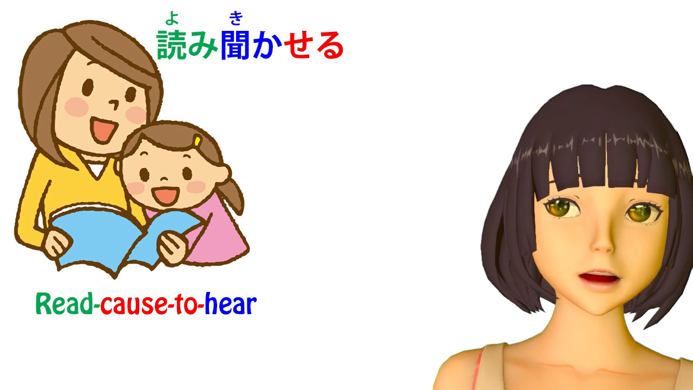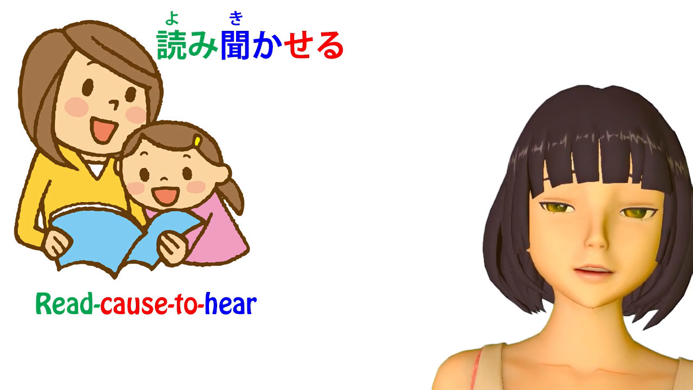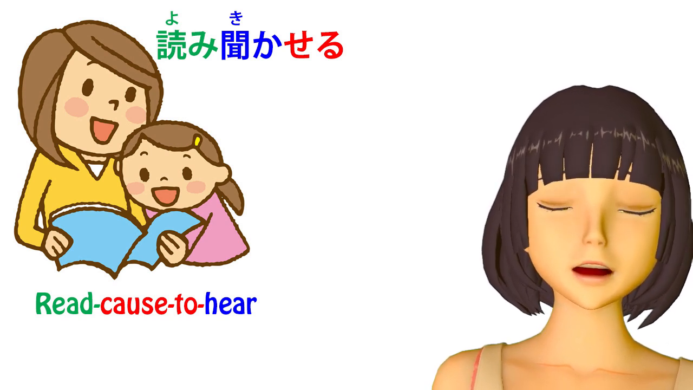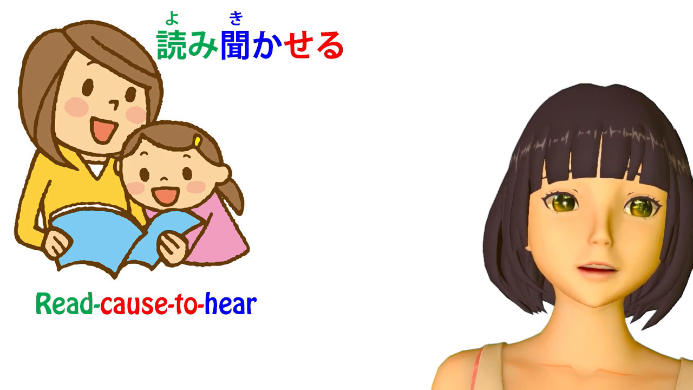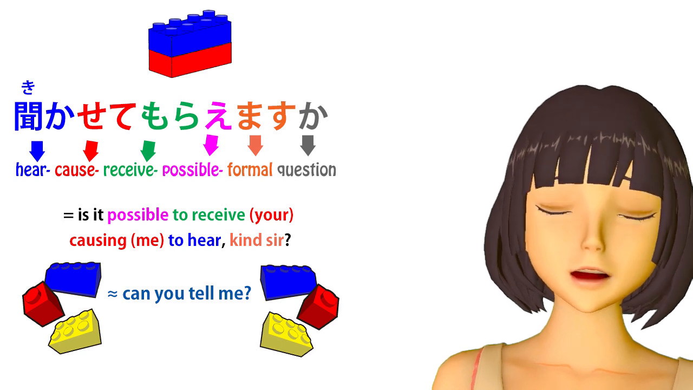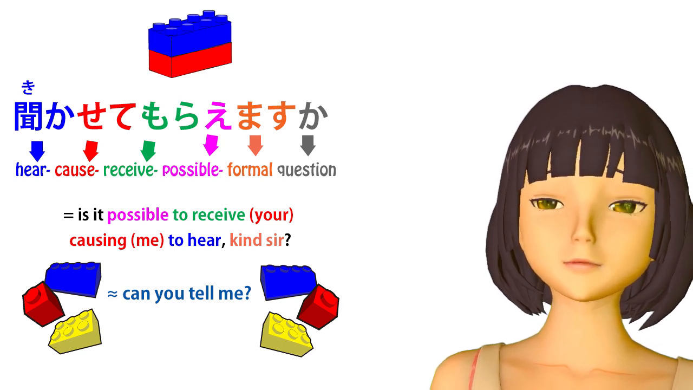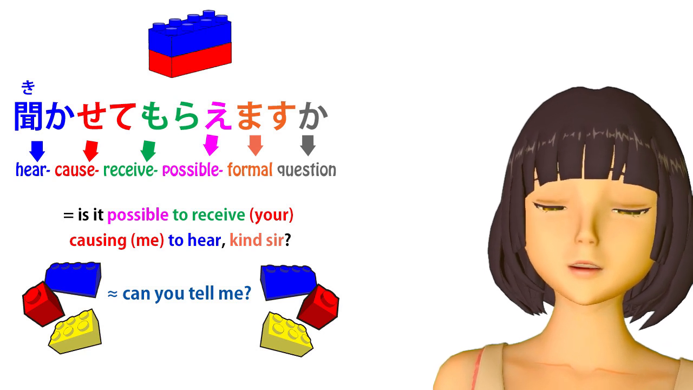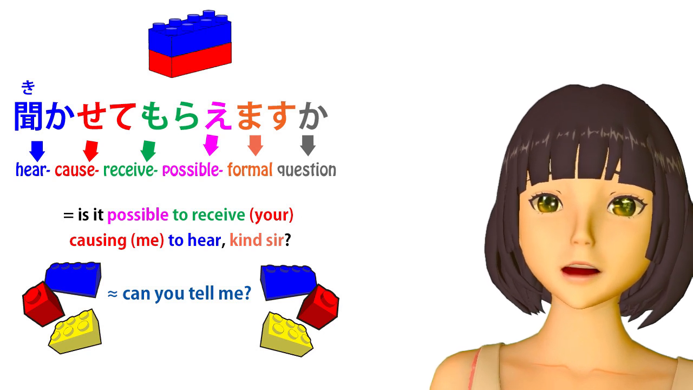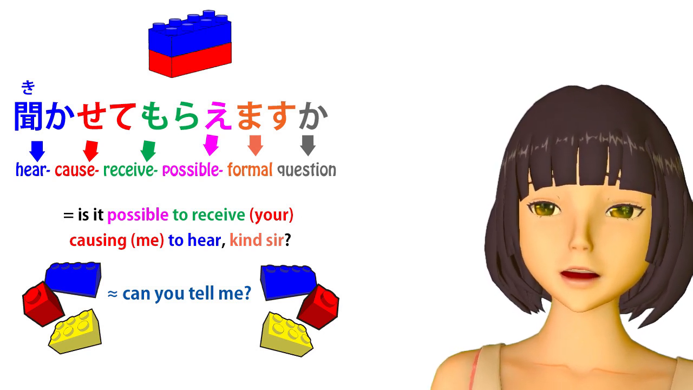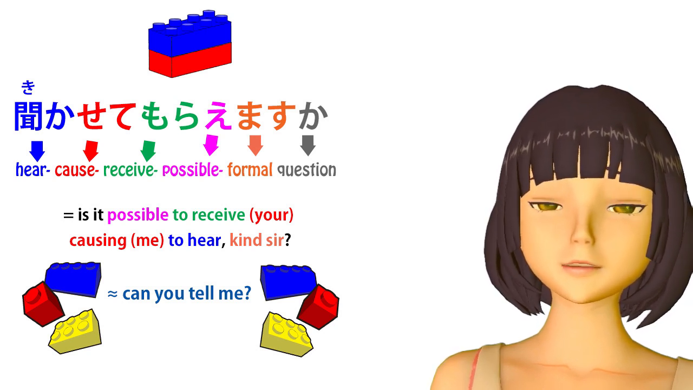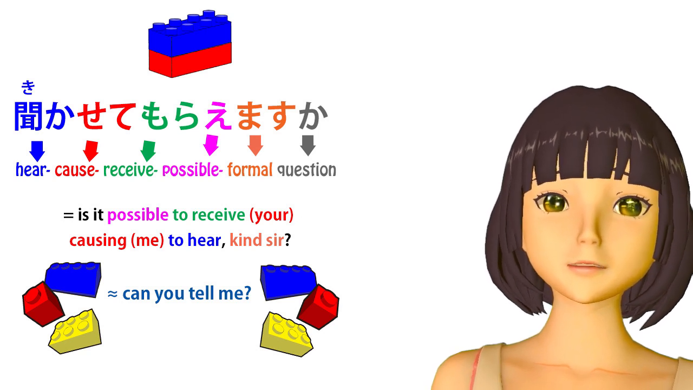And once we understand this way in which the causative helper works, we can see how it gets te-formed to have morau attached to it. For example, we might say, kikasete moraemasu ka? Which means, can you tell me? Kikasete calls me to hear. Moraeru, which is the potential form of morau, in other words, possible to receive. Is it possible to receive you causing me to hear? Which in English we probably say, can you tell me?